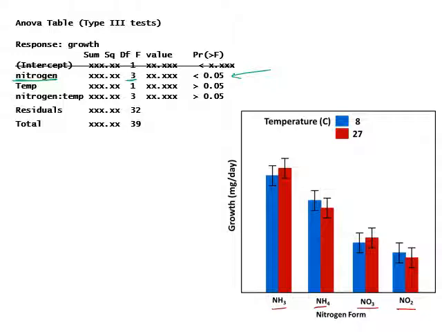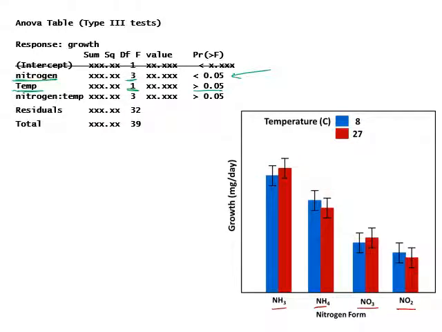However, look at the temperature bars. The temperatures are the same in each one of these nitrogen groups, right? There's no effect of temperature. In NH3, they grew the same. In NH4, they grew the same. In NO3, they grew the same. In NO2, they grew the same. So there's no significant effect due to the temperature effect, which has 1 degree of freedom.